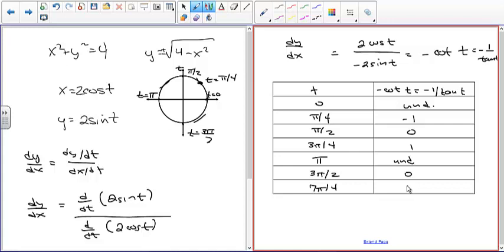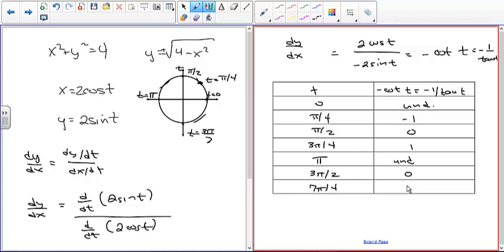Which all makes sense. I mean, you've got undefined at 0, at pi over 2 you got 0, at pi you've got undefined, at 3 pi over 2 you got 0, at pi over 4 you got -1, at 3 pi over 4 you've got +1, and at 7 pi over 4 you've got +1. So it all makes sense.